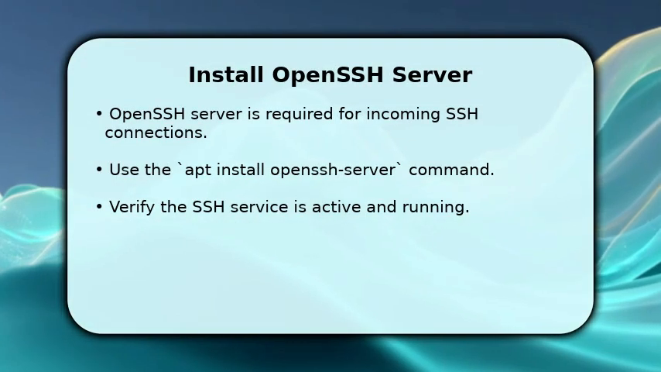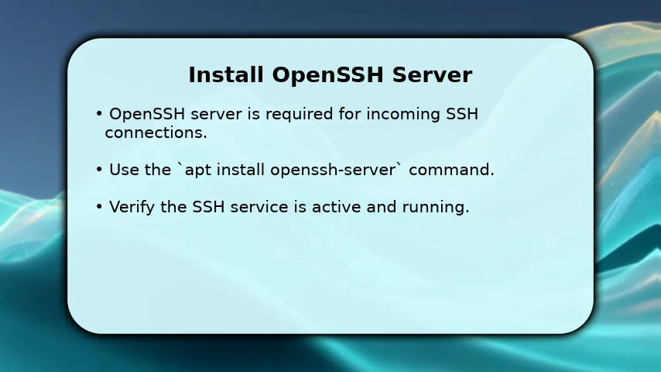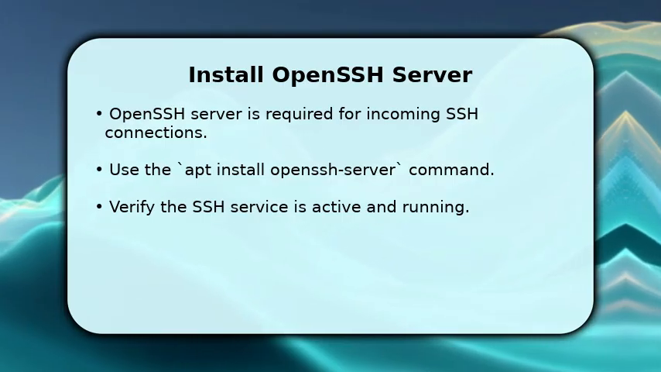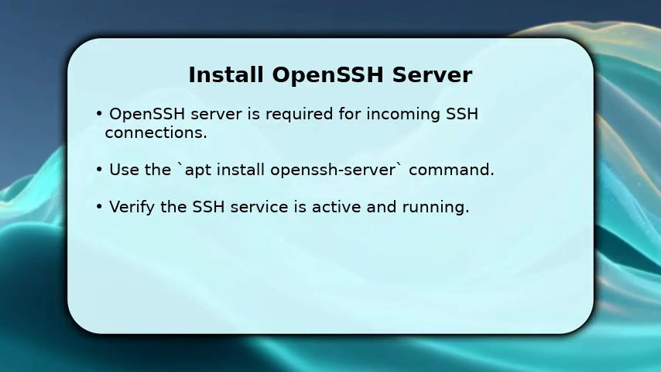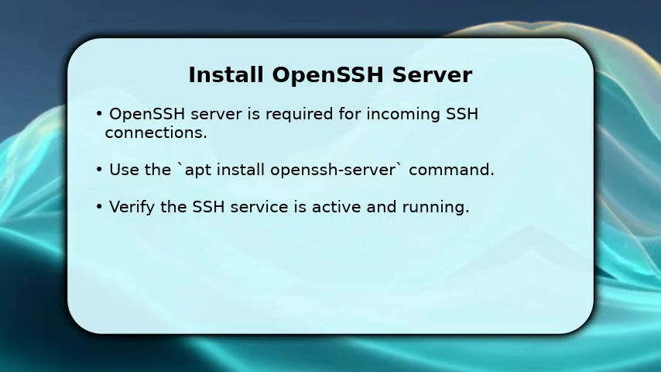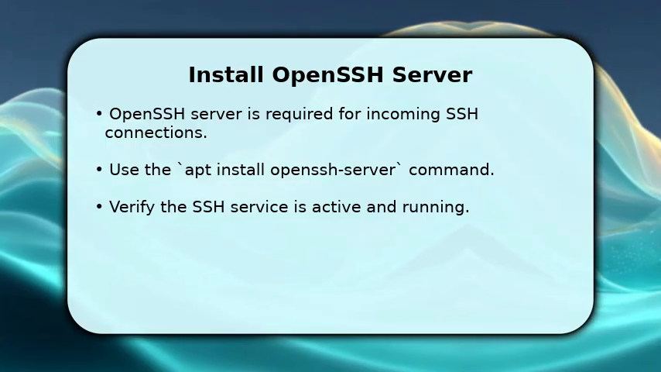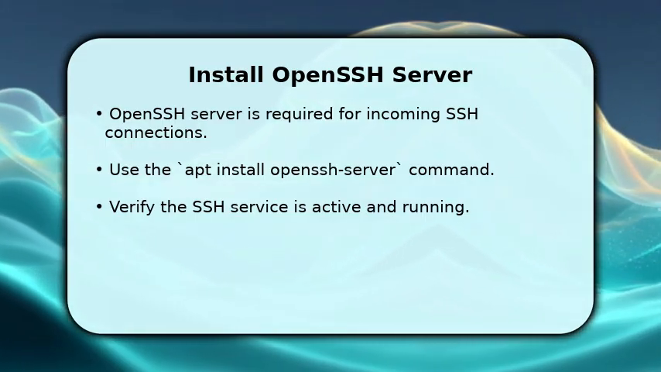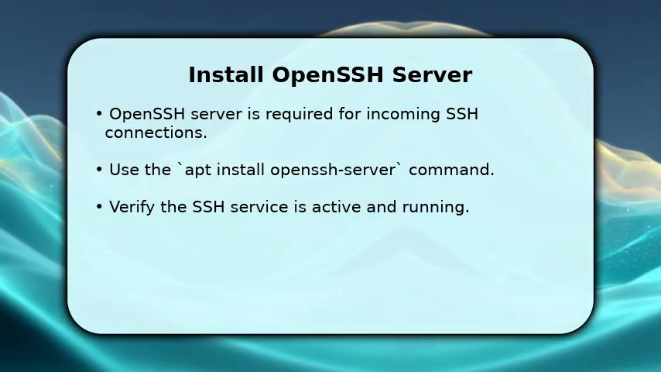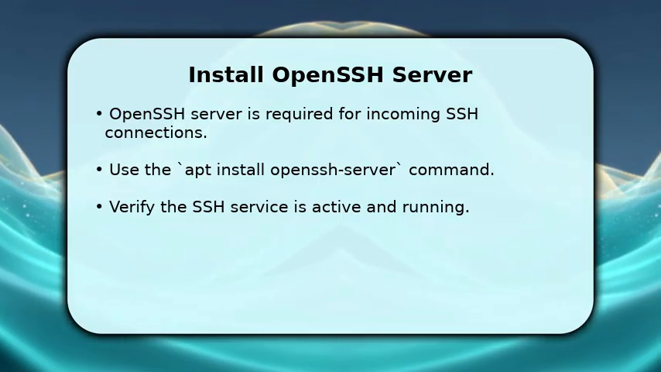First, you need to install the OpenSSH server package on your Linux Mint machine. Open your terminal and type sudo apt install openssh-server to get it. After installation, it's a good idea to check if the SSH service is running correctly. You can do this with a simple command to ensure everything is active and ready for connections. This step is foundational for enabling remote access.